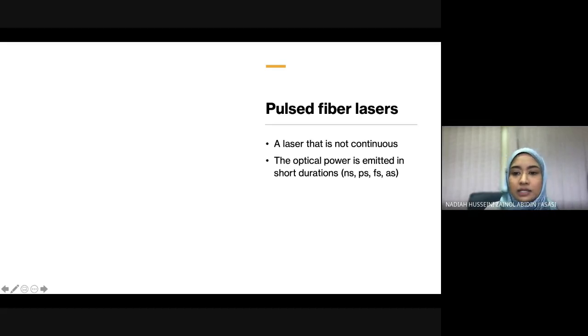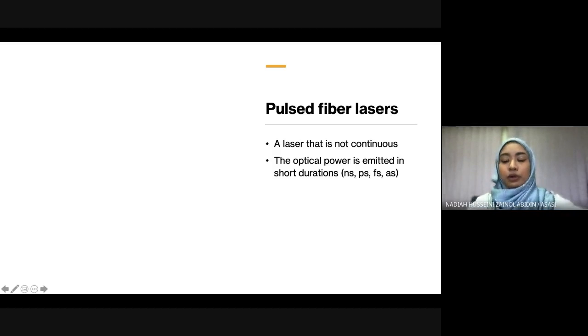And the optical power is emitted in short durations. It can be nanosecond, picosecond, femtosecond, and even attosecond. I would say that the current research is in femtosecond. Attosecond is rarely reported. Right now, everything is in femtosecond.